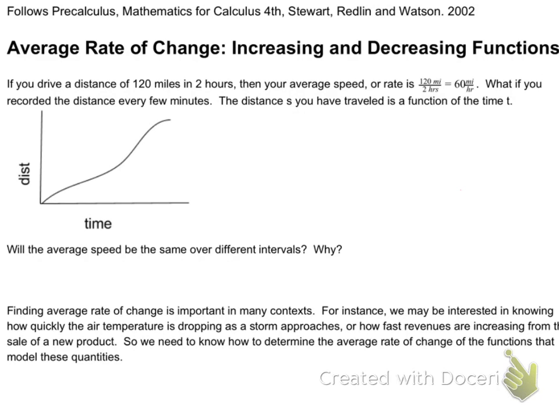We're going to take a drive of 120 miles, and it's going to take us 2 hours. You guys would say your average speed or rate is 120 miles for 2 hours. That's 120 divided by 2, 60 miles an hour. So you would say, hey, I went 60 miles an hour for this trip, on average.